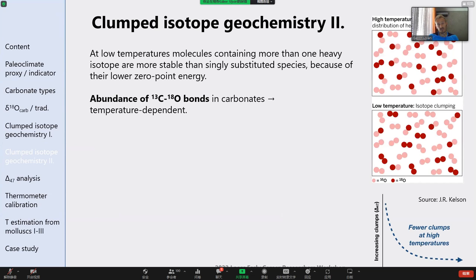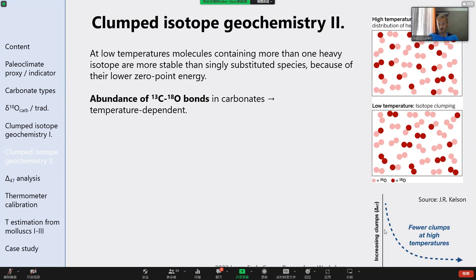And what is the basis of this clumped isotope geochemistry? We know that at low temperatures, molecules containing more than one heavy isotope are more stable than singly substituted species because of their lower zero-point energy. At high temperatures, about 1000 degrees Celsius, thermodynamics drive the isotopic system towards a random distribution of heavy isotopes, while at lower temperatures, isotope clumping is more and more frequent between the heavy isotopes, in our case of carbon and oxygen.